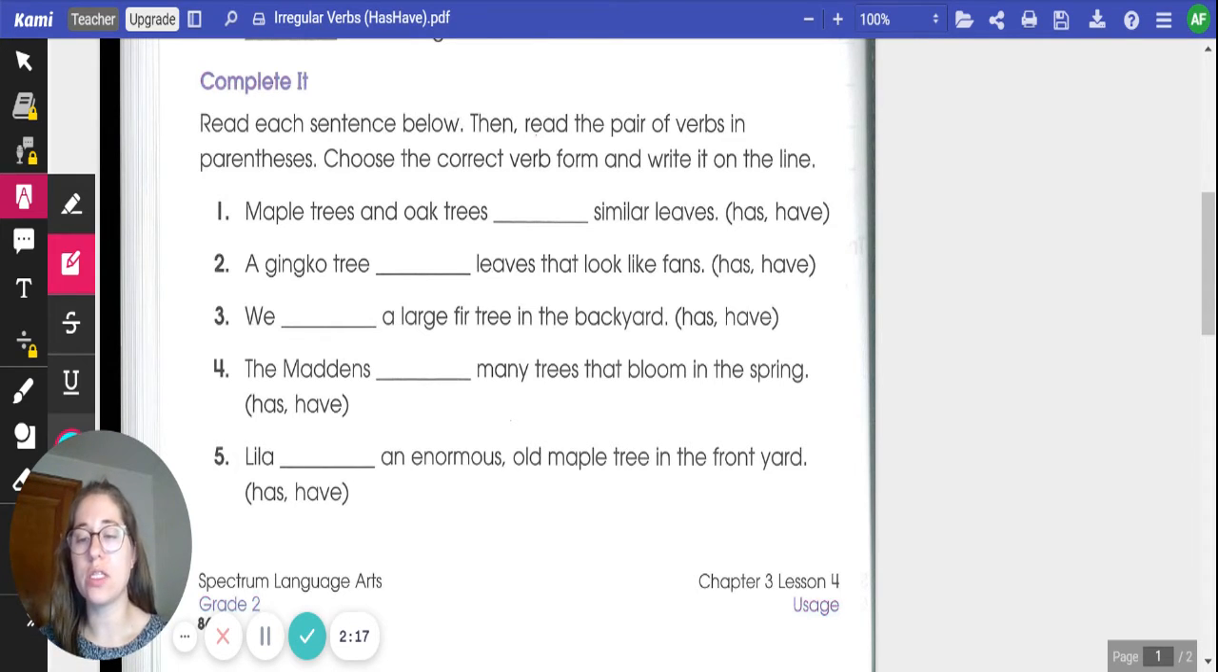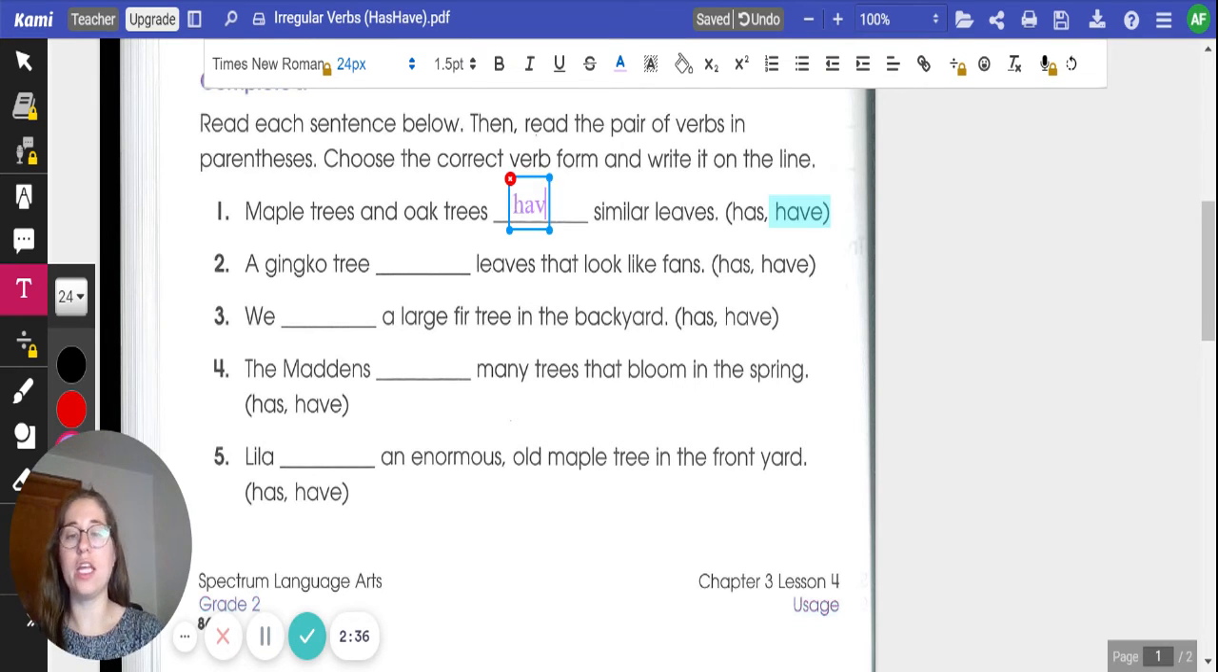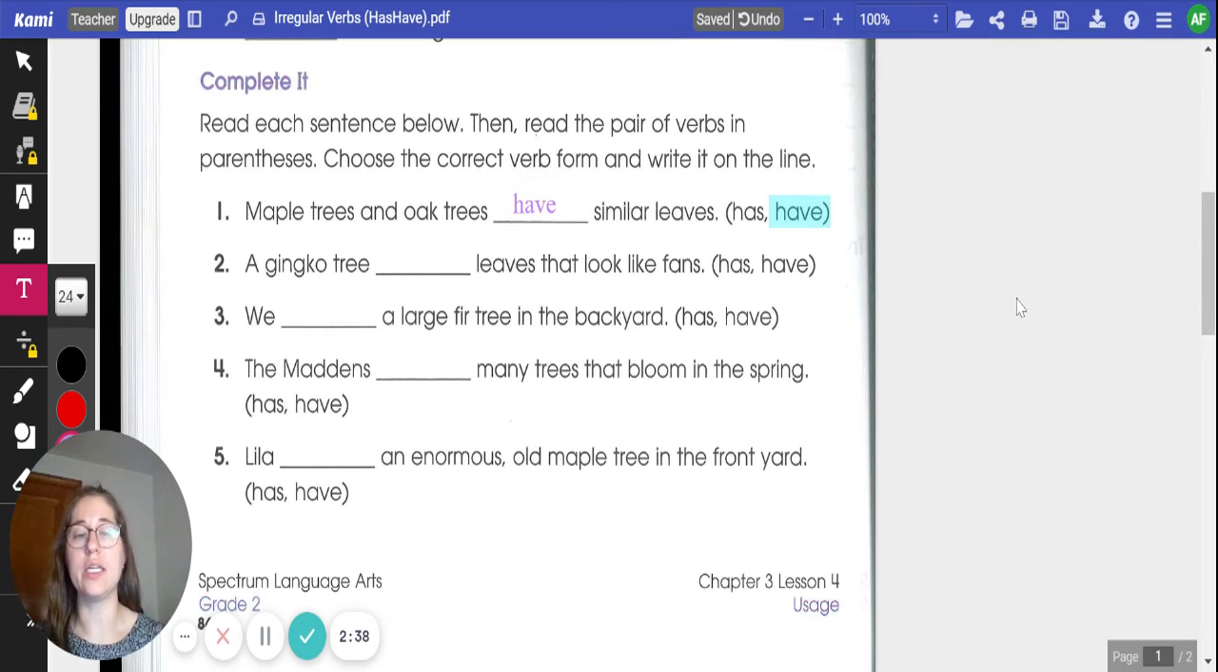So the first thing I'm going to look at is our subject, maple trees and oak trees. We're talking about more than one kind of tree. So I know that that is plural, and I know that plural goes with the form have. Maple trees and oak trees have similar leaves. Next to your number 1, please write the word have, H-A-V-E. Number 2, a ginkgo tree, blank leaves that look like fans, has or have.